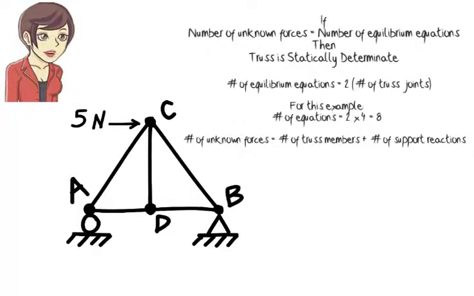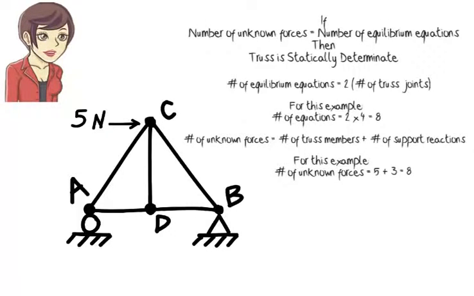Each member carries an axial force which needs to be determined. So, there are 5 unknown member forces. Further, since the structure rests on a pin and a roller, there are 3 unknown reactions. The pin provides 2 reactions, and the roller has 1 reaction. Therefore, the total number of unknowns is 5 plus 3, or 8. In this case, since the number of unknowns equals the number of equations, the truss is said to be statically determinate.